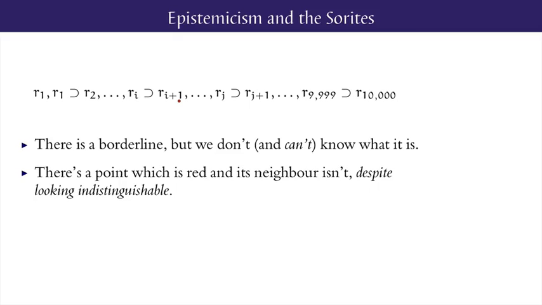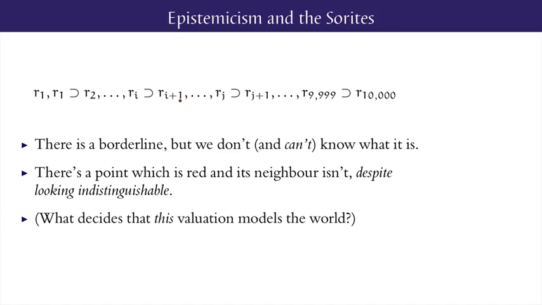On this view, like with supervaluations, there is a point along the strip which is red and where its immediate neighbour isn't red, despite their being indistinguishable to the naked eye. Now, redness, despite being defined in terms of what we can see, on this view outstrips what we can see. This leads to a really important question. How is that borderline drawn if it's not decided by us? Isn't the concept red our concept? How is it going around cutting boundaries beyond our capacity to detect them?